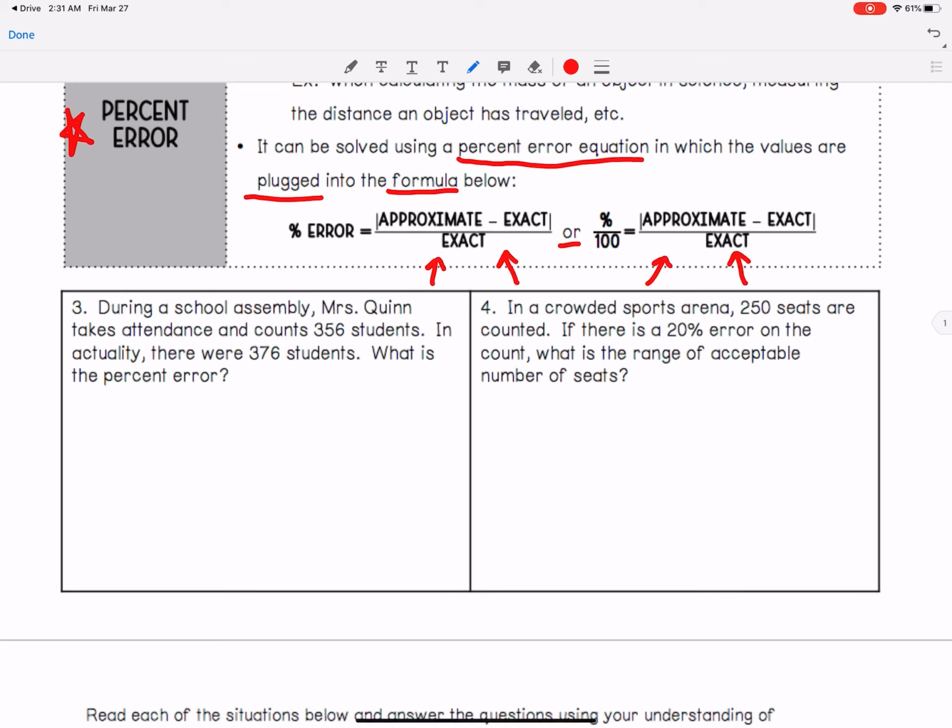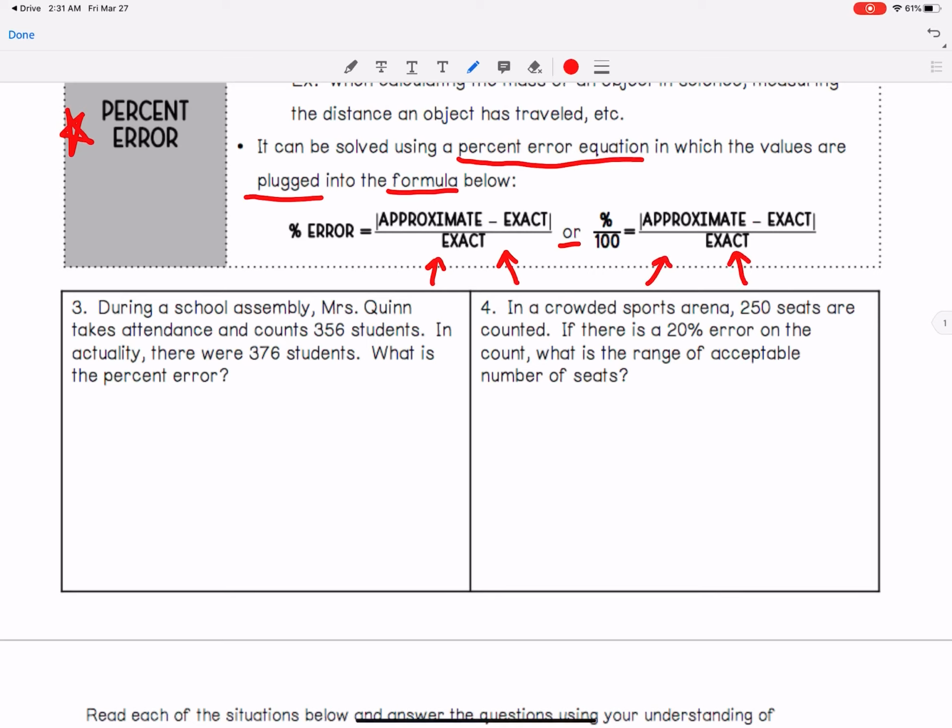So we have to take the approximate students, 356. I don't know why I started with the 5. It's late, guys. 356 minus 376. And we have to use absolute value lines because that's what our equation is calling for. Then we're going to put that over the exact value. Well, there were 376 students, so let's put that number on the bottom.